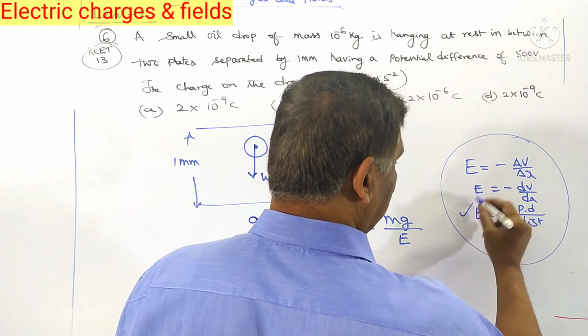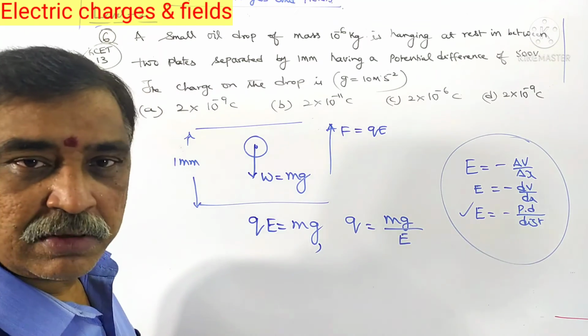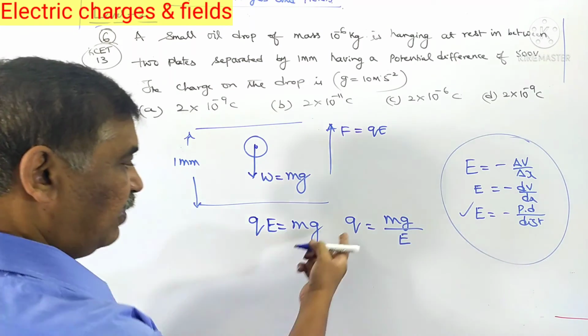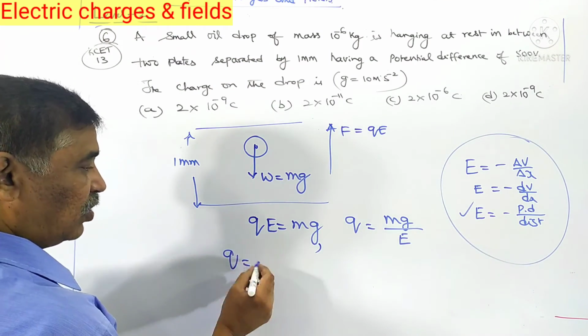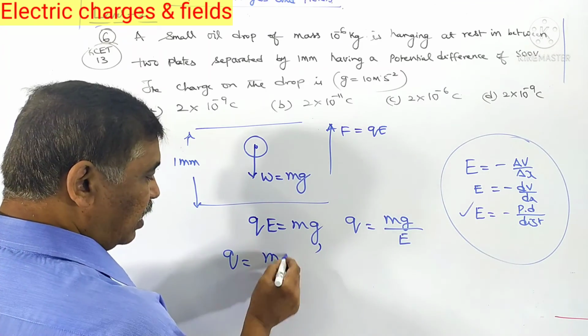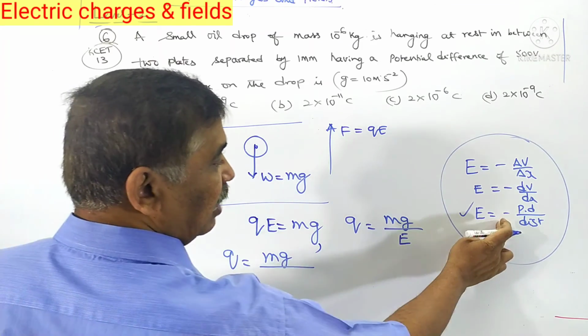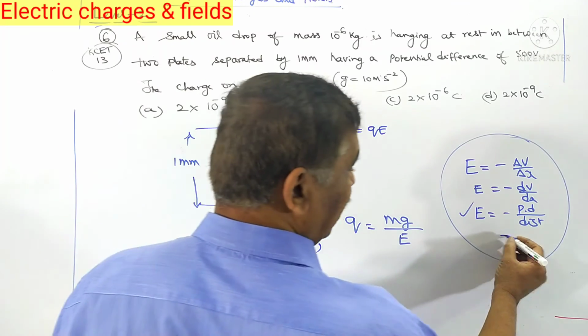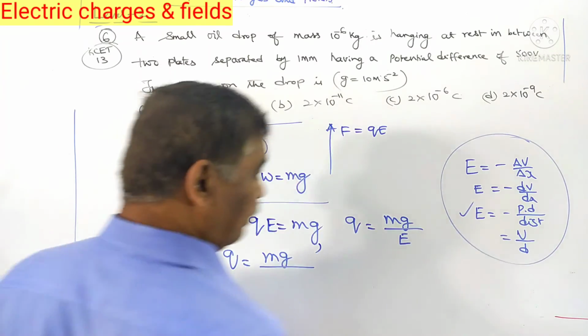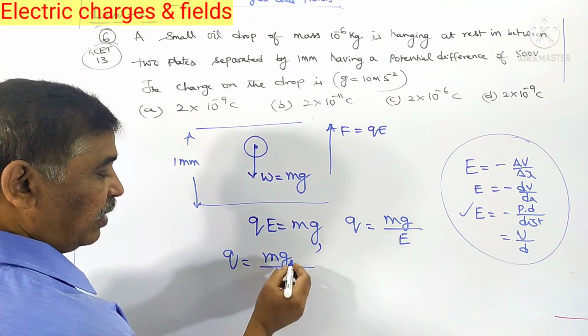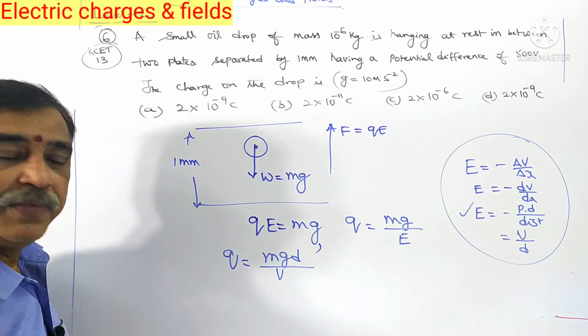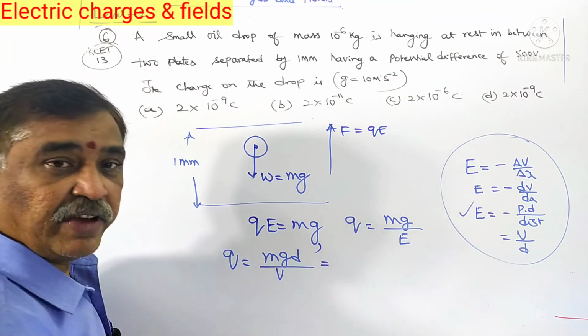I use this equation. Of course, if I drop the negative sign and take the magnitude alone, then I can write this equation as Q is equal to mg, retain it, and replace E by the potential difference V divided by D. So V comes here divided by D, that goes to the numerator. Now substitute the given values.